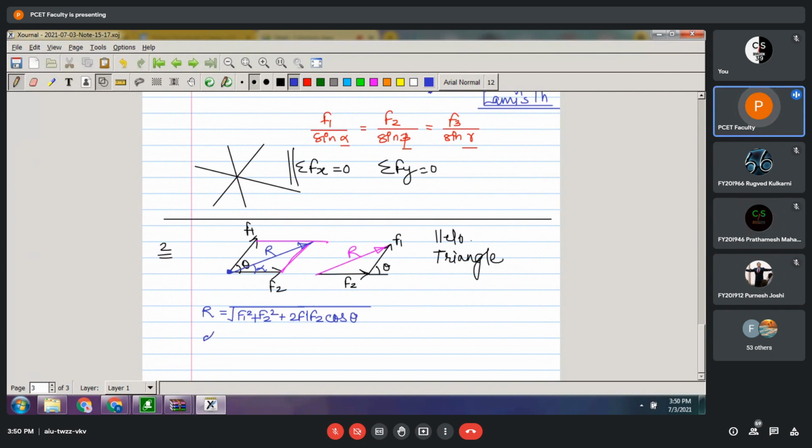If I want to find out angle alpha, that is the angle of the resultant with respect to the first force F1, it will be tan inverse of F2 sin theta upon F1 plus F2 cos theta. Right? Do you all remember? Yes, ma'am.